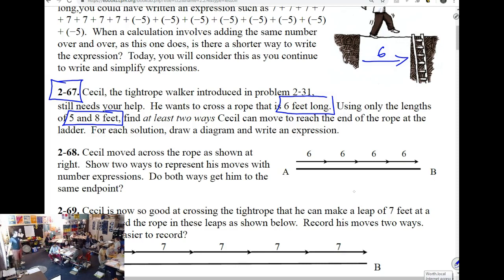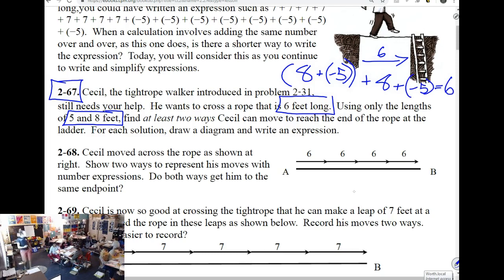So in walking around, Eva had a really good idea. Eva wrote out the move of an 8 and a negative 5, or a minus 5, right? If I go 8 forwards and then 5 backwards, how far does that end up moving me? 3. So if I do that, and then I add another 8 and add another negative 5, that's going to move me 6 total. So if I move 8 forwards, 5 backwards, 8 forwards, 5 backwards, I get that.